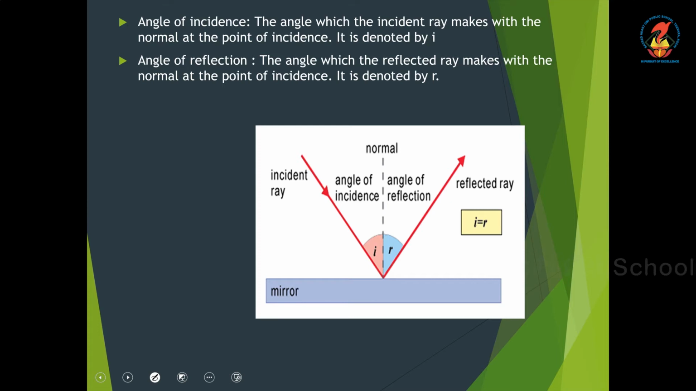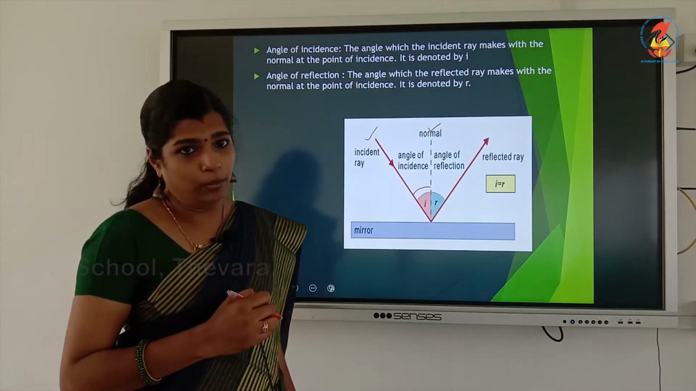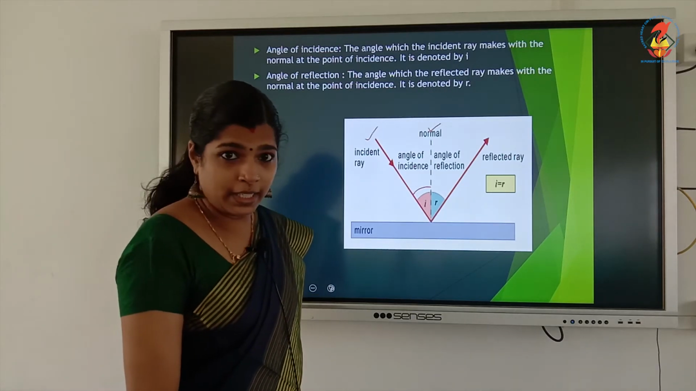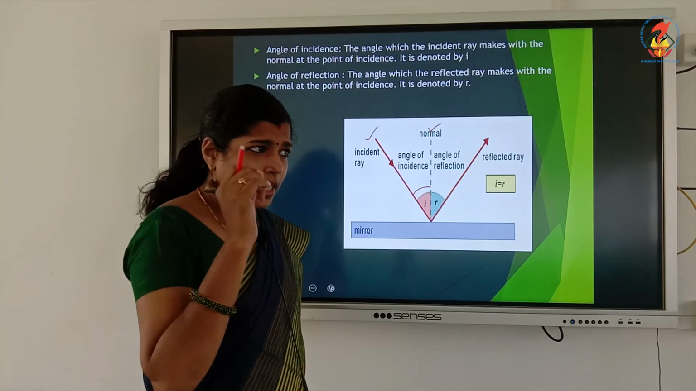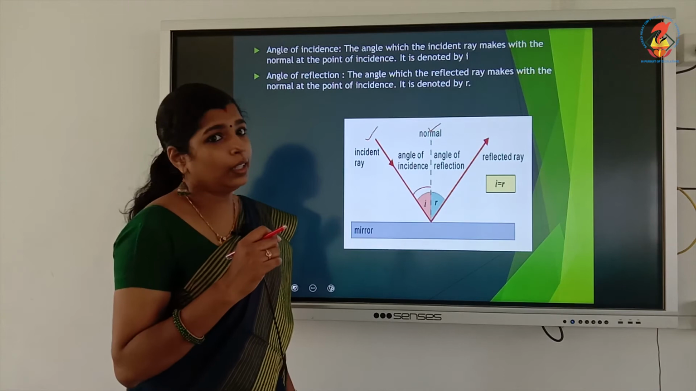Now, angle of incidence. This is the incident ray, and this is the normal. The angle between the incident ray and the normal is known as the angle of incidence. It is always represented by the small letter i.